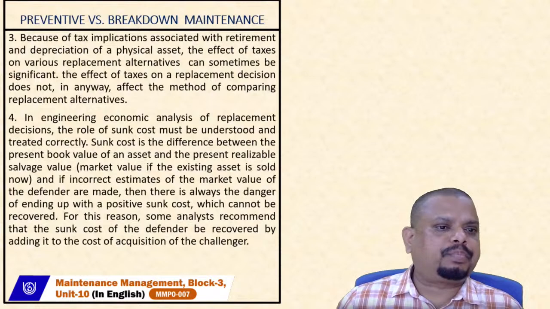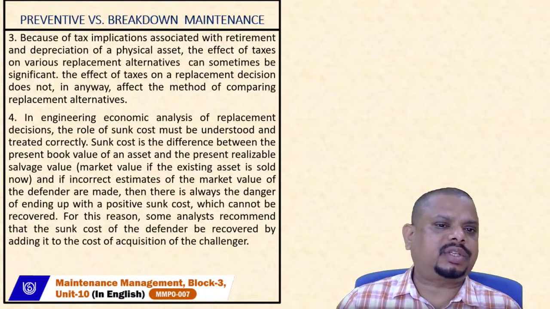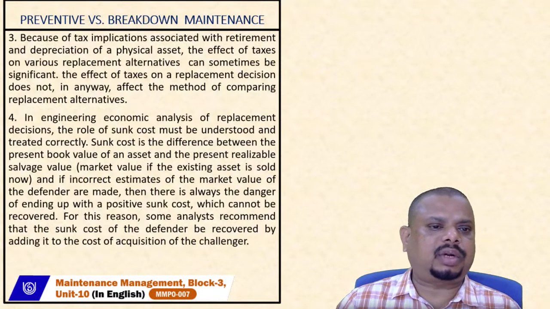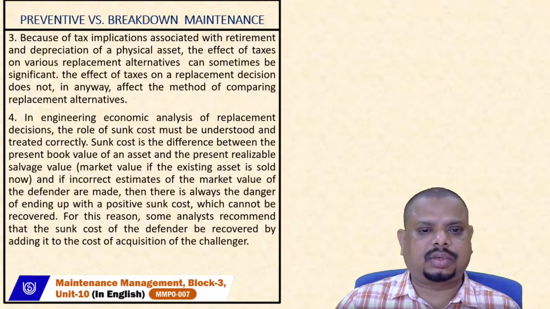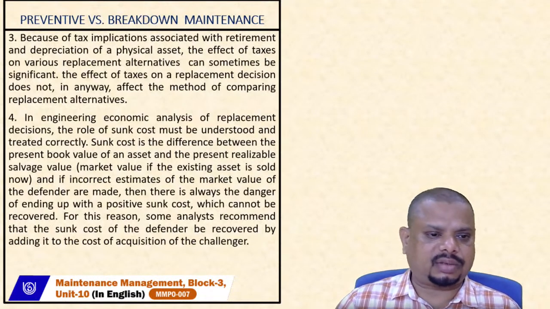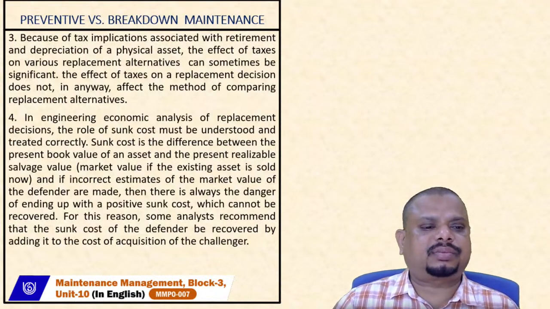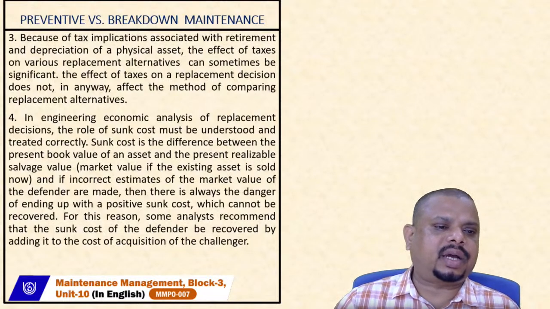Moving to the next one. The next point we have is the tax implications associated with the retirement and depreciation of physical assets. The effect of taxes on various replacement alternatives can sometimes be significant. So whenever you think about taxes, the effect of taxes on the replacement decision does not in any way affect the method of comparing the replacement alternatives, whether you go for the challenger or the defender. And in engineering economics, in replacement decisions, the role of sunk cost must be considered, understood, and treated correctly.